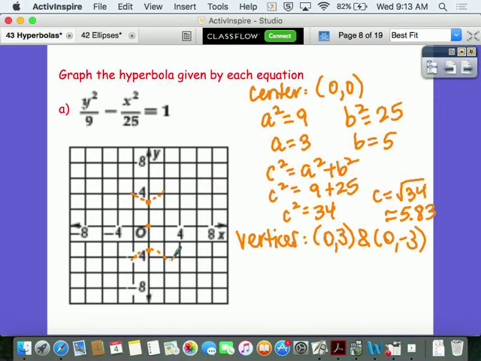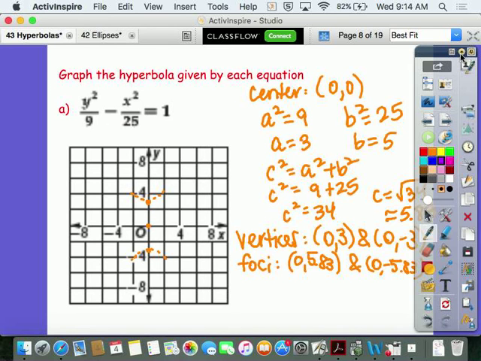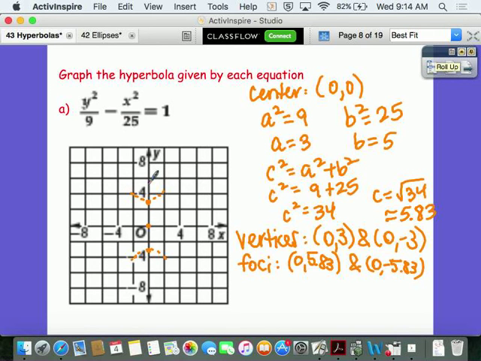Okay? Vertices, where are my foci located? 0, 5.83 and 0, negative 5.83. Foci is still on the inside of the branches, just like it was on the inside of the ellipse, on the inside of the parabola. That has not changed.